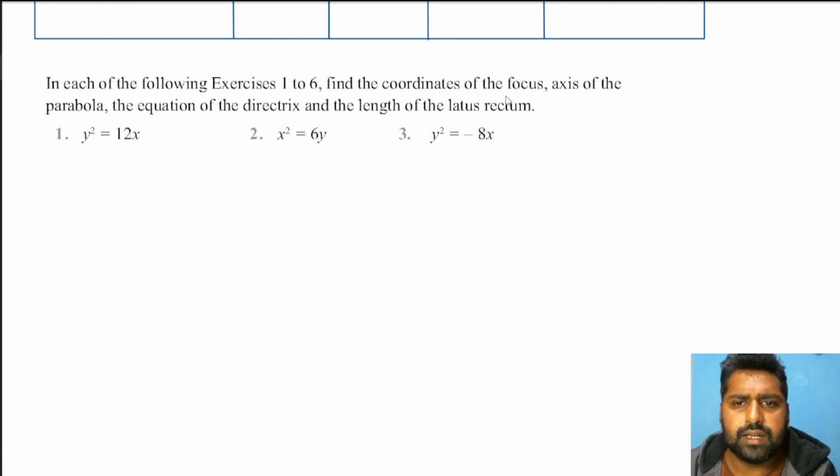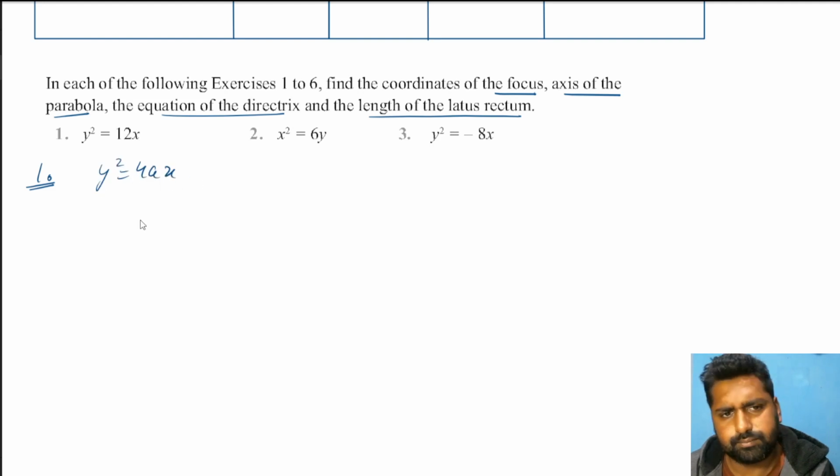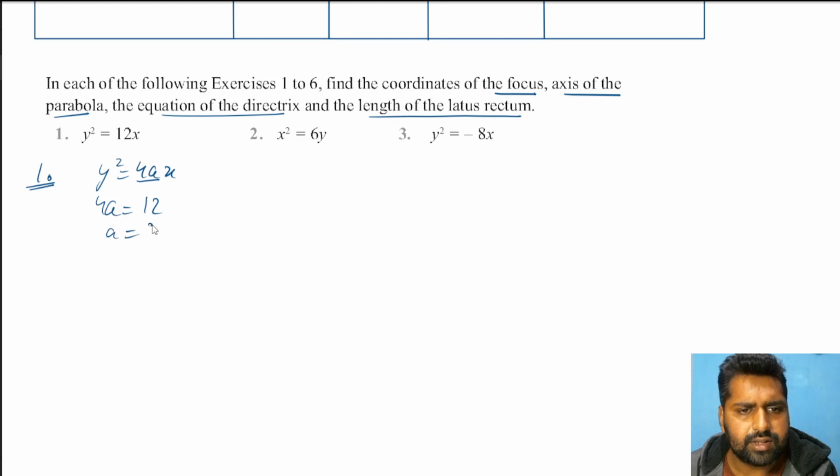He is saying find the coordinate of focus, axis of parabola, equation of directrix, and length of latus rectum. Okay, I think the easiest part is length of latus rectum. Let's see the first part. He is saying y square equal to 12x. First of all, we'll compare it with y square equal to 4ax. Okay, what is your a? If you compare it, 4a is 12, so a is 3.